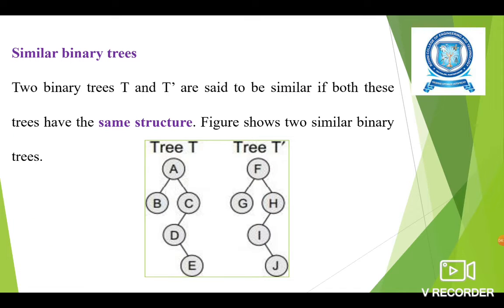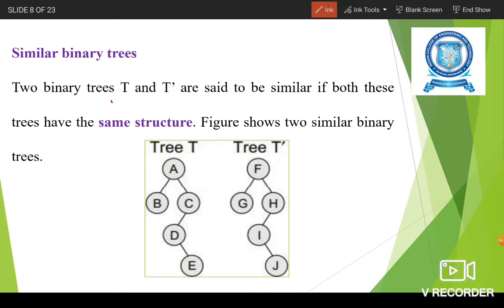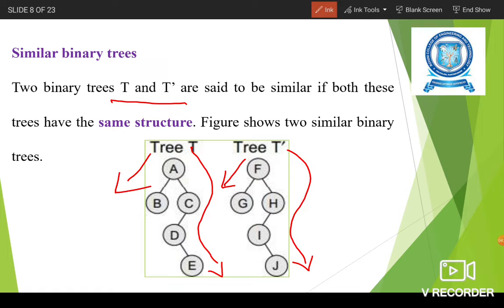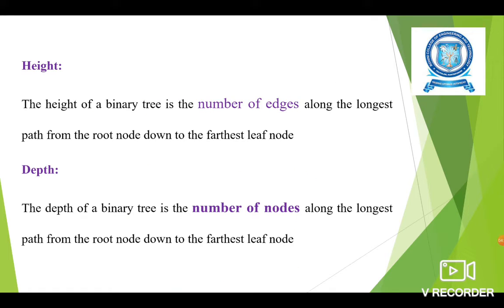When do we call the two binary trees T and T dash similar binary trees? If the trees are having same structure like this. If the trees are having same structure, then you can call them as similar binary trees.